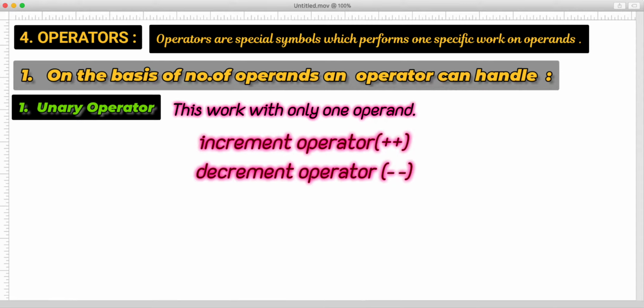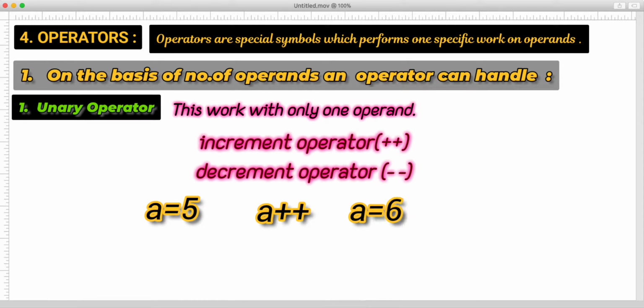For example, we initialize a variable a with 5 and we apply the increment operator, as you can see on the screen, a plus plus. So here what it does is that it adds 1 to the variable. So now the variable is incremented by 1, so its value is 6.